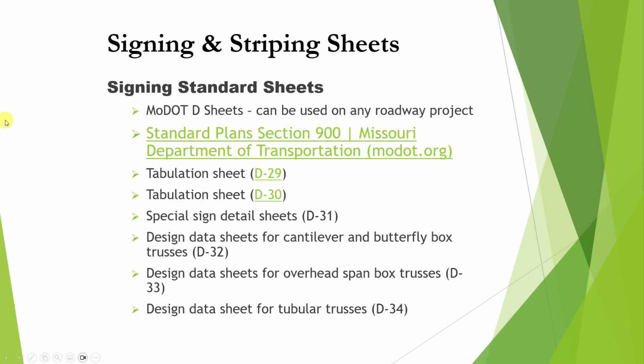There are also other sheets out here. We have some tabulation sheets. We have D sheets, and if you go to section 900, you can find it. Tabulation sheets of D29, D30, D31, D32s, and design D32s, the cantilever and butterfly box trusses, and for D33 you have overhead span box trusses and tubular trusses at D34 sheets. So there's all kinds of other sheets.